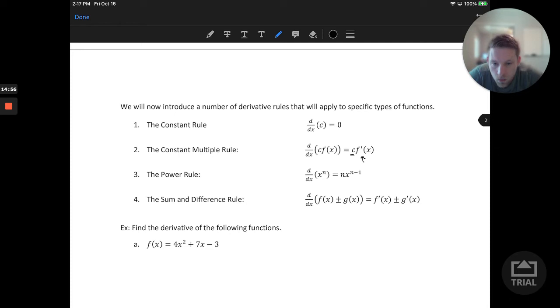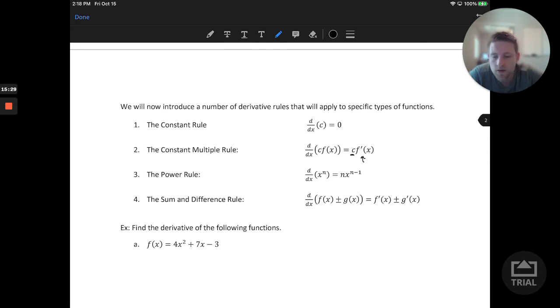The power rule is a really important rule that we'll want to know, and that takes a function of the form x to the n power, where n is a constant value. This could be positive or negative. We would take the derivative by multiplying by the exponent and subtracting 1 from the exponent. So the derivative of x to the n becomes n times x to the n minus 1.